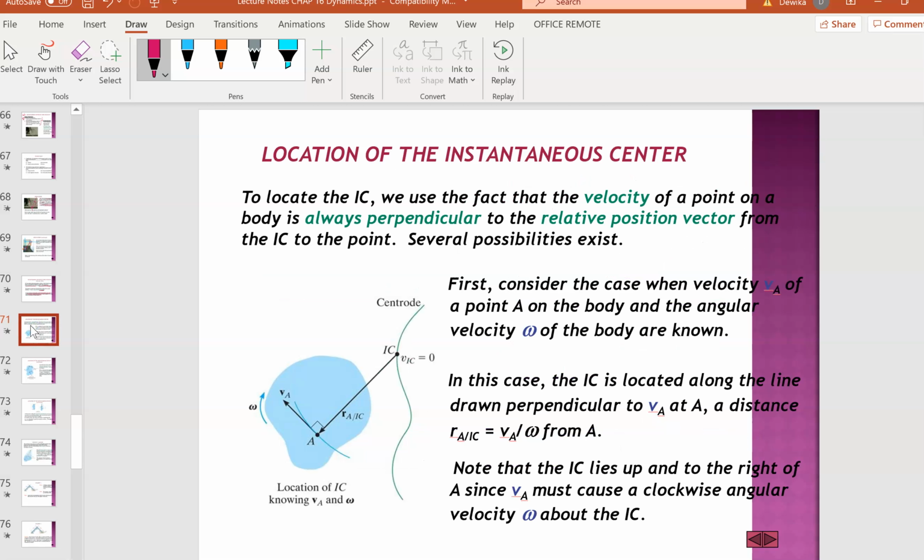Like what I've told you, this is a body, and this is how to locate the IC. This is a rigid body, and you have a velocity. You have point A and the tangential velocity is this side. So what do you do? You take a ruler and draw a straight line.